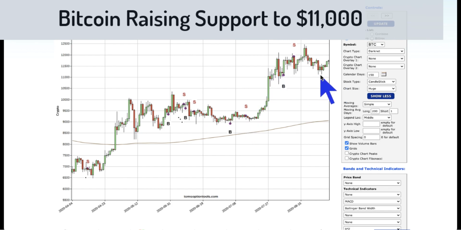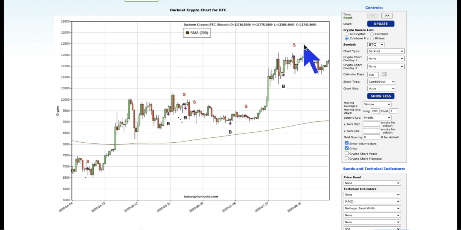Support seems to be 11,000. In the last couple of days, we have traded back up above 11.5. This is the resistance area just below 12.5. I see this going to 15,000 within the next couple months, possibly even as high as 20,000 if we have a horse race come November.